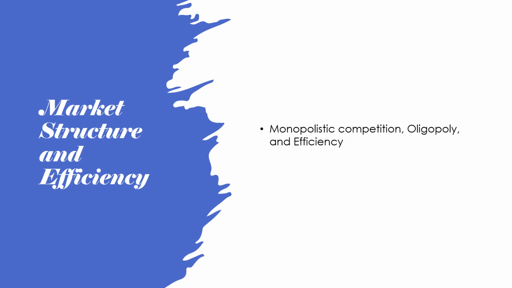Efficiency in monopolistic competition and oligopoly. An oligopoly is always one collusive step away from being a monopoly. Remember, collusion is where they all act together and form essentially a monopoly, because they're acting together. They're not quite there yet, but they're always one step away from getting there.